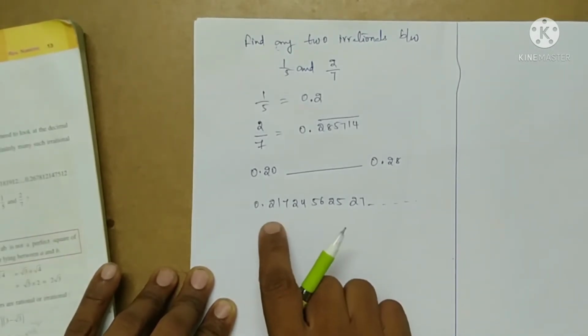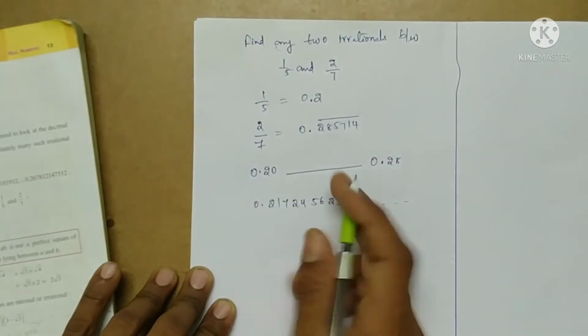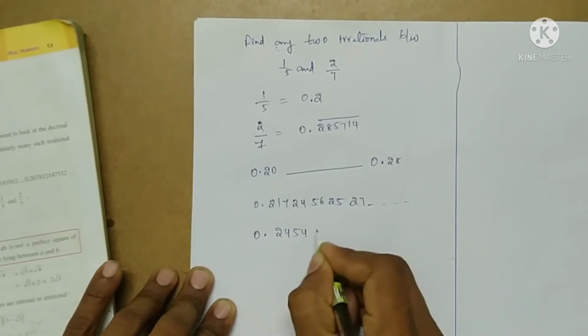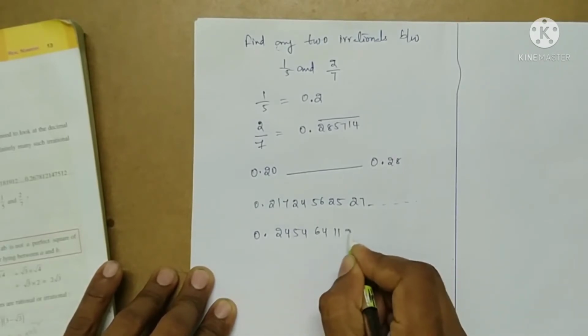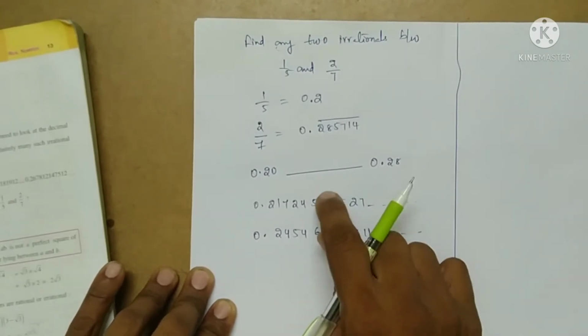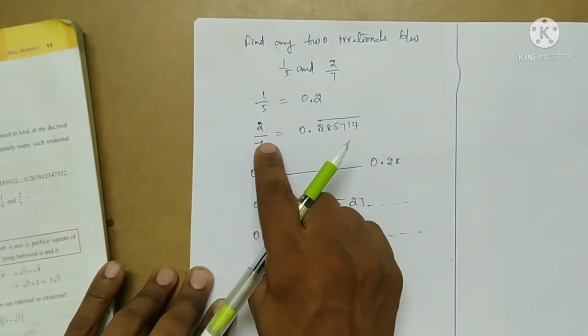This is one of the irrational numbers between 1/5 and 2/7, and again 0.245464112411... and so on. These are two irrational numbers between 1/5 and 2/7.